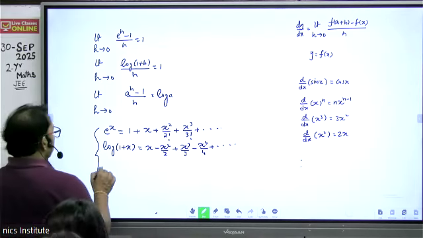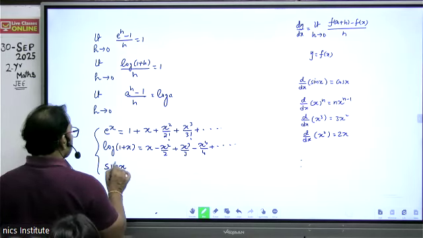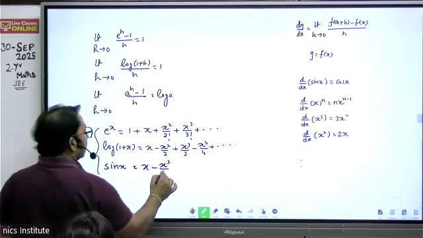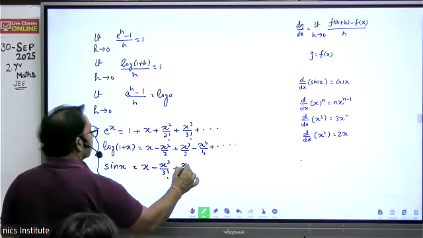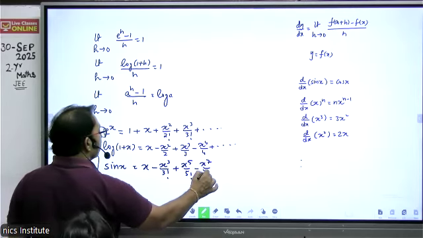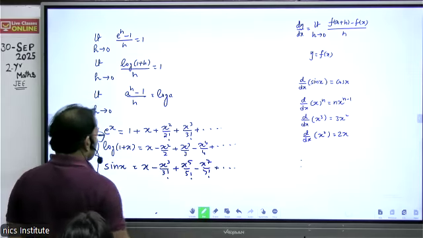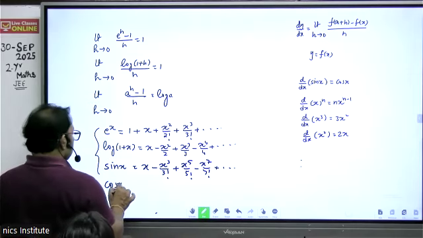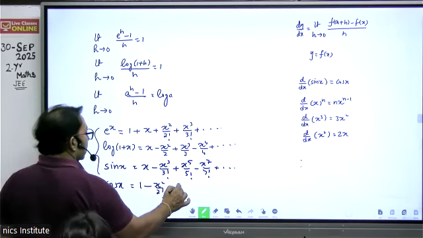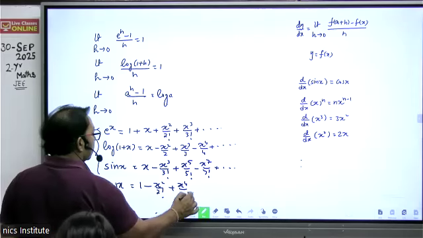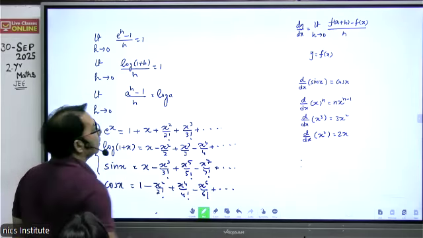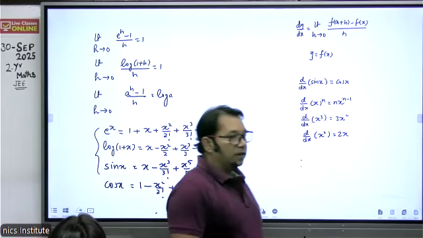Then I also gave you the expansion of sin x, if you remember: x minus x cube by 3 factorial plus x to the power 5 by 5 factorial, x to the power 7 by 7 factorial, and so on. Cos x is 1 minus x square by 2 factorial, x to the power 4 by 4 factorial, x to the power 6 by 6 factorial, and so on. So using these expansions, we can get the limits.